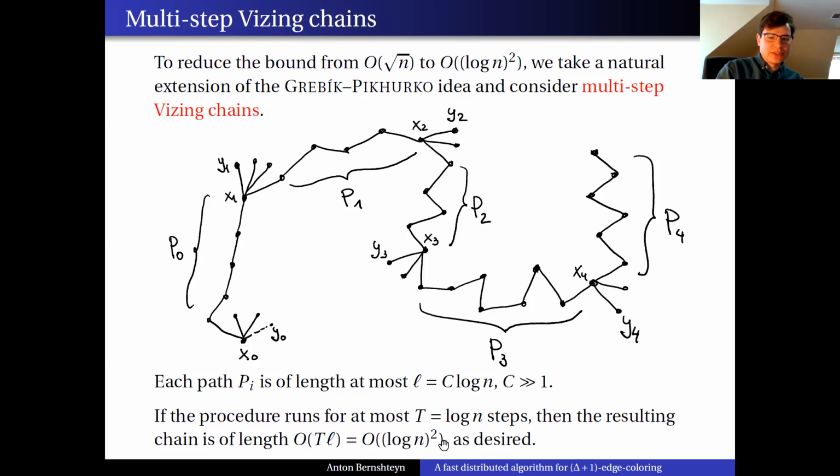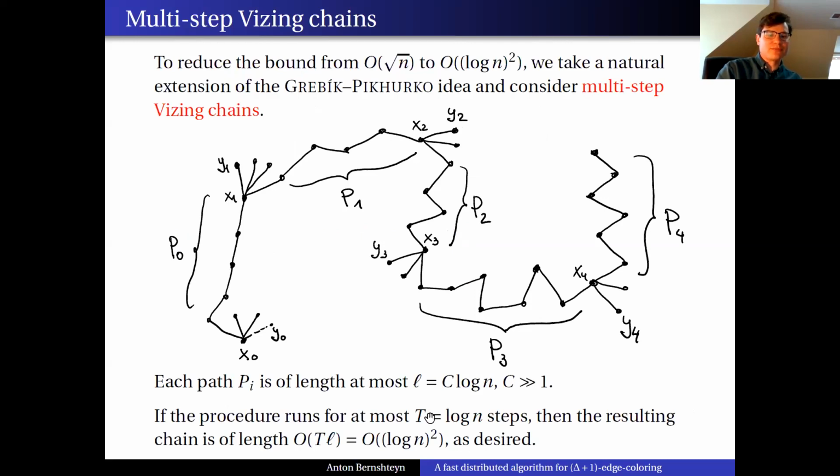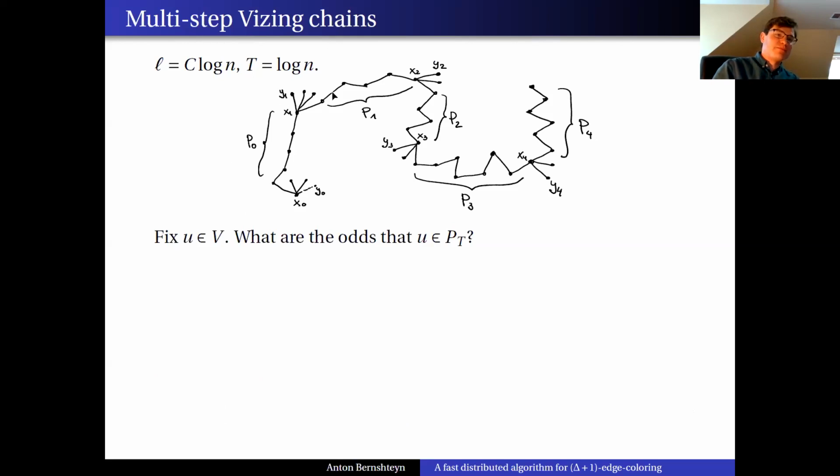Okay, so this is log n squared, which is what we want. So how do we bound the number T? How do we know that the algorithm stops within T steps? Well, again, one can perform some kind of naive calculation under the assumption that the picture actually looks as nice as I drew it and nothing intersects anything, right? And you do a very similar calculation as we did in the two-step case. So take a vertex in the graph. What are the odds that this vertex lies in the path number t, in the path Pt?